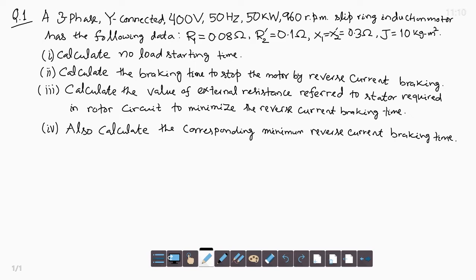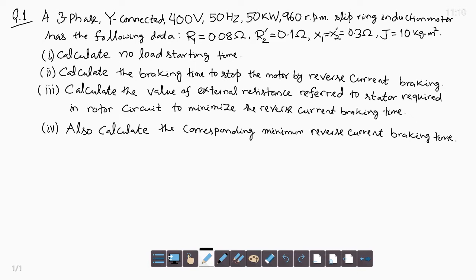So the question is like this: a three-phase star connected 400 volt 50 hertz 50 kilowatt 960 rpm slip ring induction motor has the following data. Stator resistance R1 is 0.08 ohm, R2 dash is 0.1 ohm, X1 equal to X2 dash equal to 0.3 ohm, moment of inertia J is 10 kg meter square.